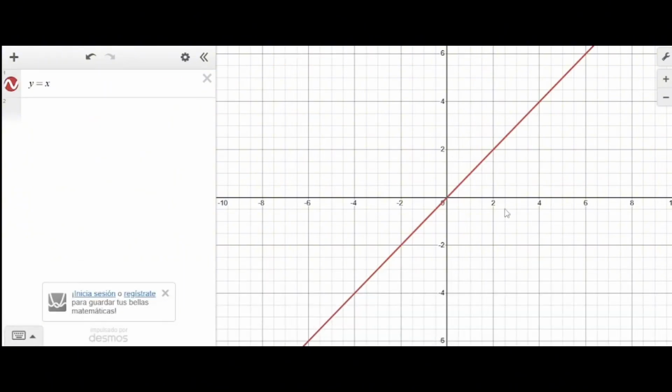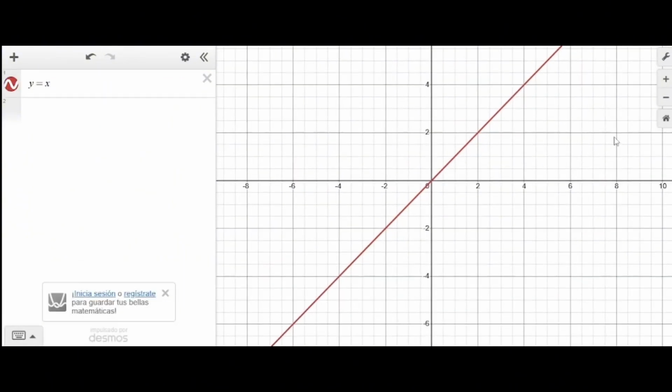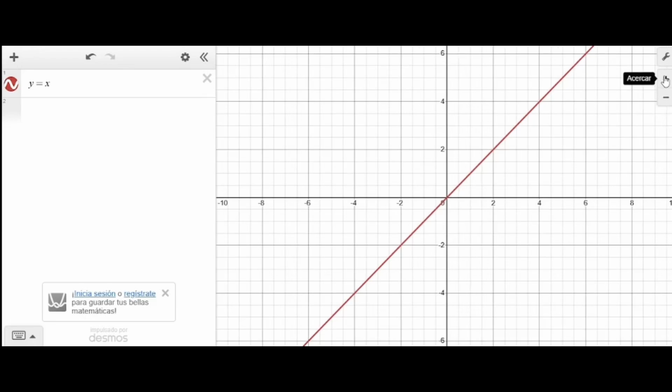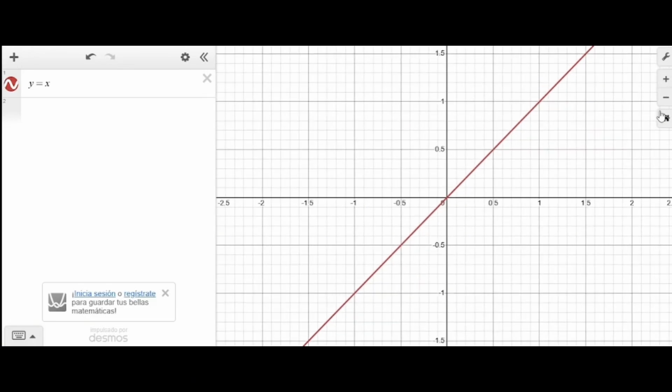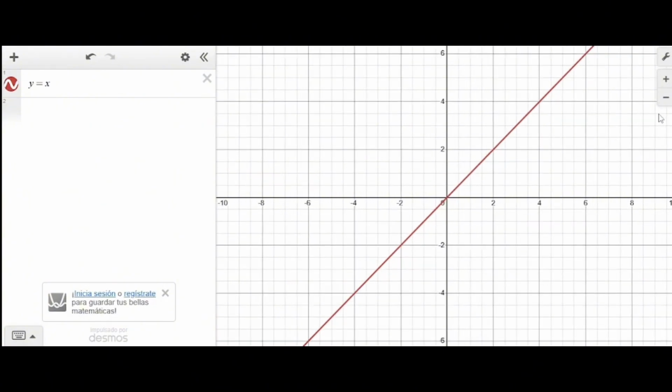As you can see, Desmos immediately draws a straight line across the graph. This line has a slope of 1, meaning for every step to the right, the graph goes 1 unit up. This is one of the most basic examples of a linear equation.